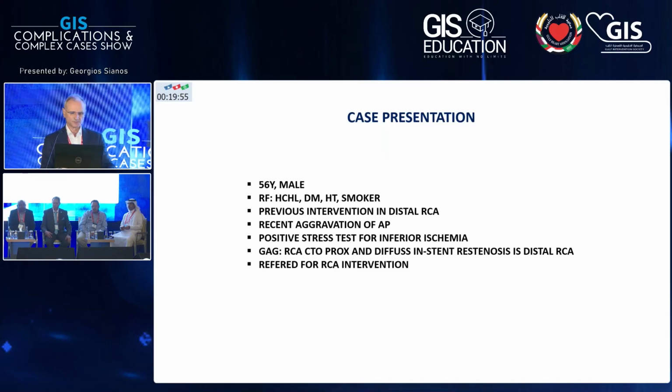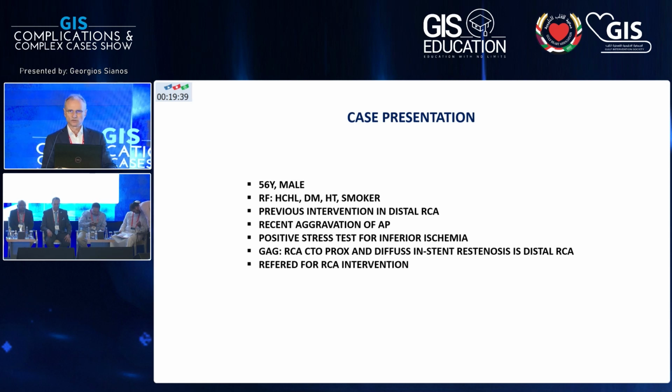So we're referring to the complications of epicardial ruptures, because coiling is related to that. I'm going to present you a case just as a trigger, and then I will discuss some aspects of coiling. This gentleman, 56 years old, has risk factors of diabetes, hypertension, hypercholesterolemia, and is a smoker.